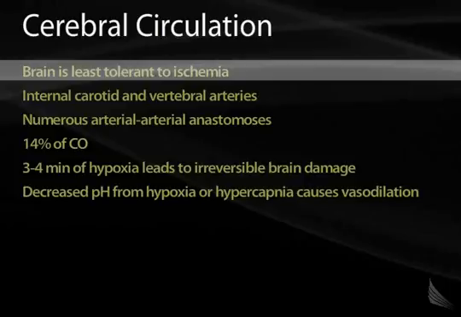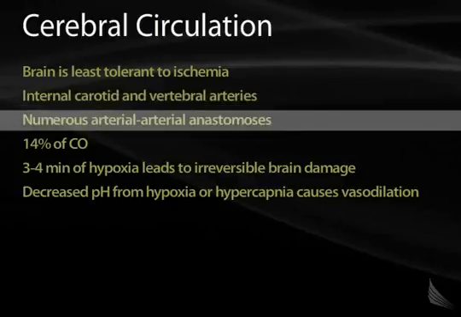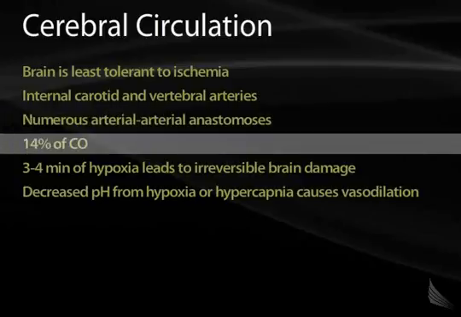The cerebral circulation is supplied by the internal carotid and the vertebral arteries. Through the circle of Willis, there are numerous arterial-to-arterial anastomoses. The reason for these AA anastomoses is to allow constant blood flow throughout the entire brain, especially in the face of possible stroke. The brain receives approximately 14% of the cardiac output.